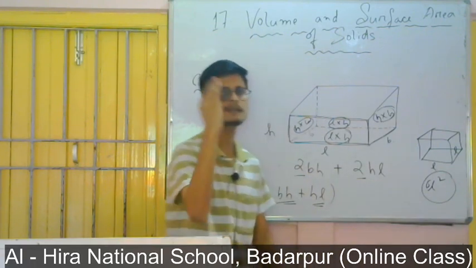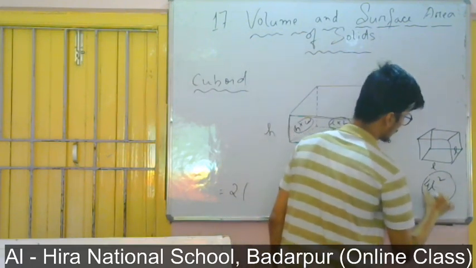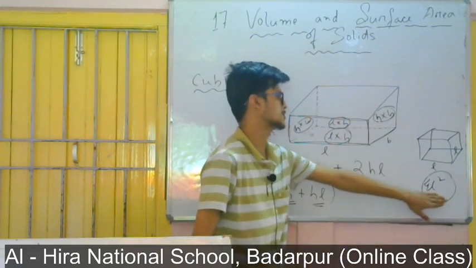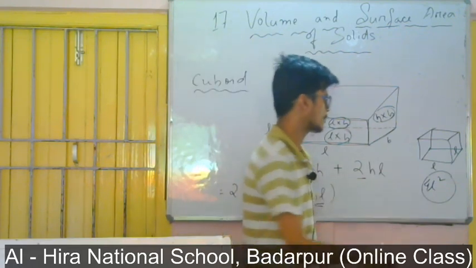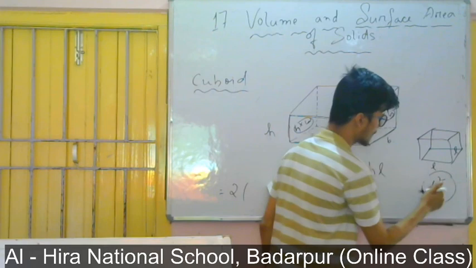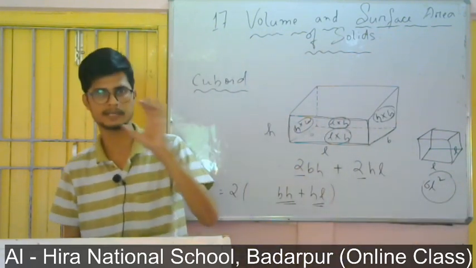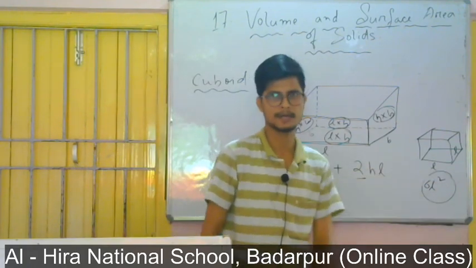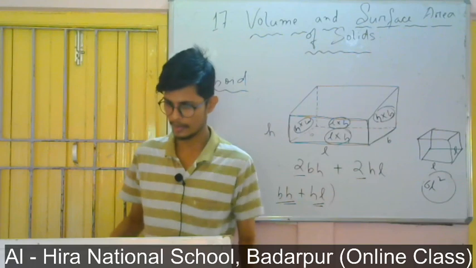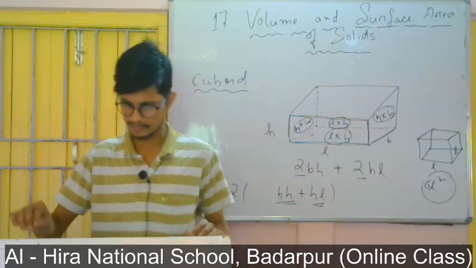And if I want to simply find the area of the 4 walls, the answer will be 4L square. The lateral surface area of a cube will be 4L square. That means only the 4 walls. And if I want to find the total surface area, it will be 6L square. 6 sides are there, 6 identical squares, and we know the area of each side is L square. So 6L square. So now we'll do the sums. So take out exercise 7A.